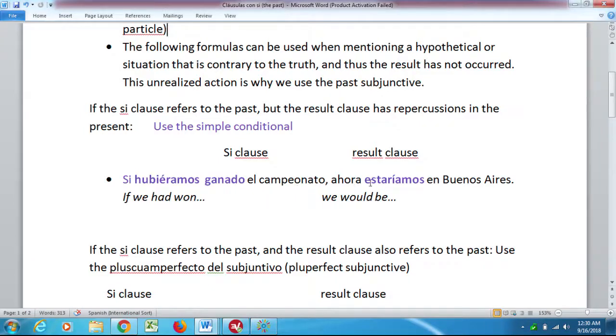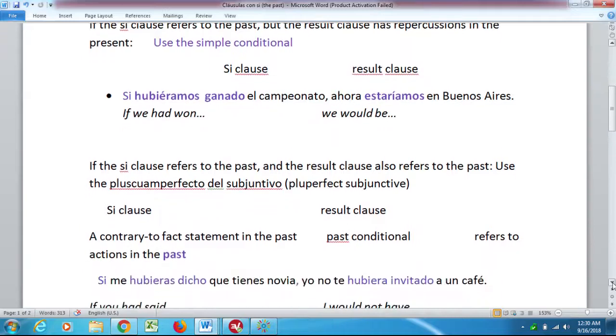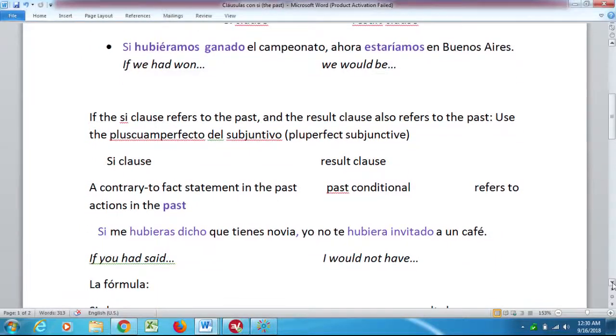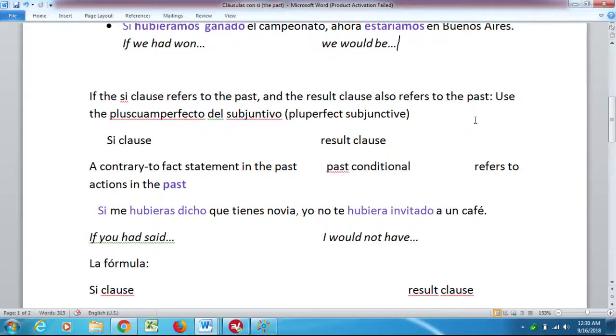So the sí clause action, the condition, has already not been met, but the repercussions for not meeting it are going on right now. Now, there's another kind of sí clause. This one refers to the past, and the result clause also refers to the past. When this happens, we need to use el pluscuamperfecto del subjuntivo in both of our clauses. The pluperfect subjunctive, if that helps you more with the English translation.